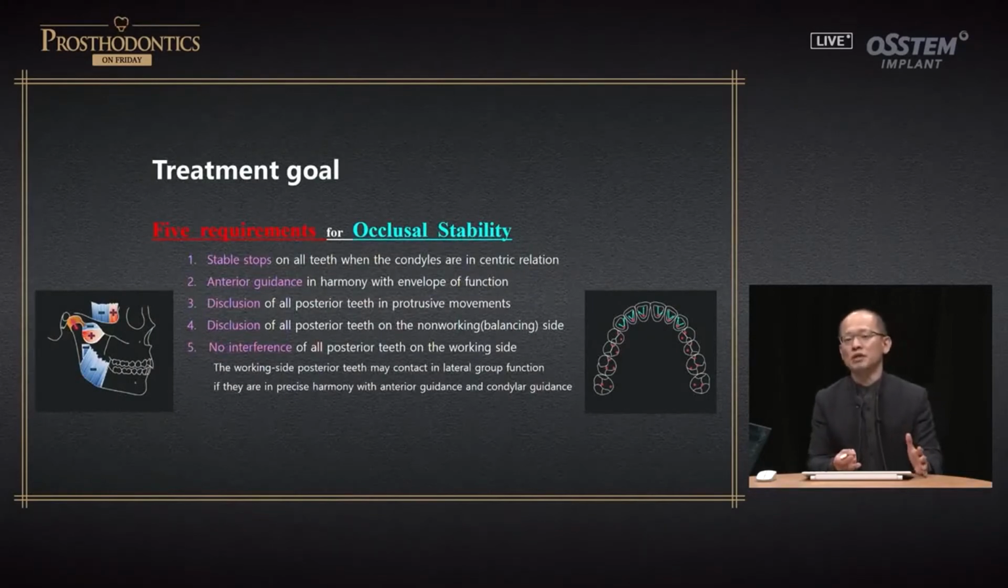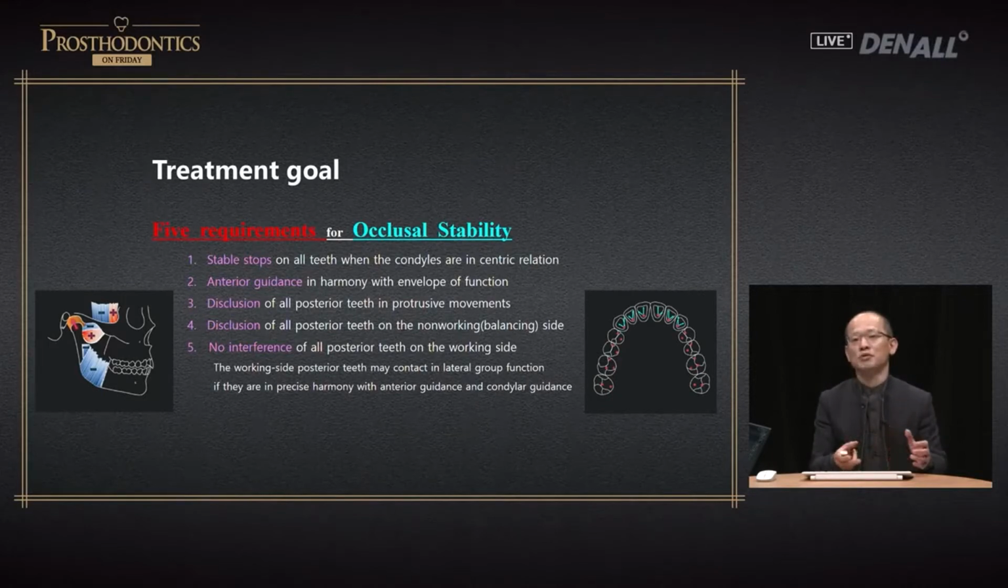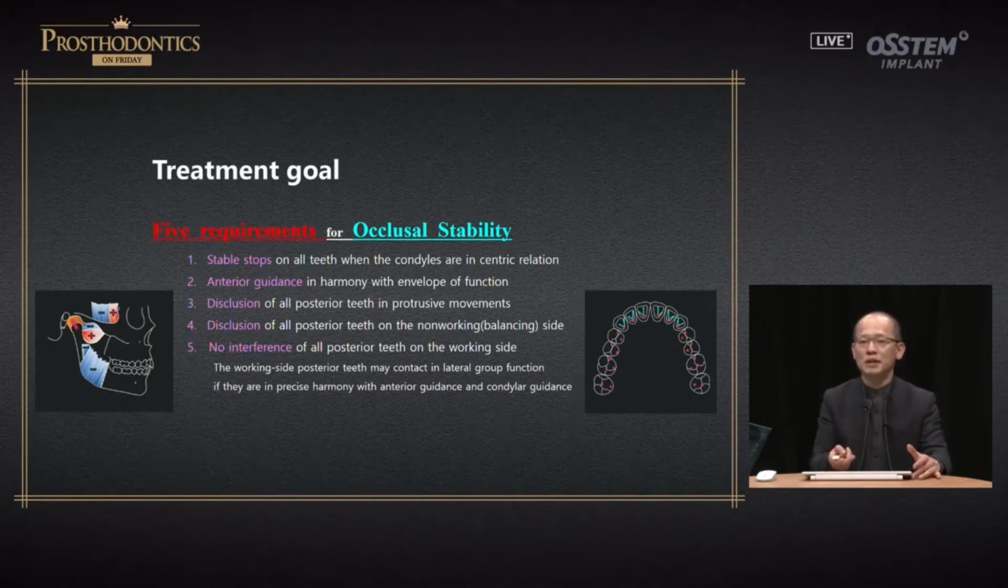So these are the 5 things you need to be mindful of. What is most important is that overall stable stop is needed. What I always emphasize is the MI position. The stable stop on all teeth when condyles are in centric relation is very important. Stable stop is not at different timing on both sides. It needs to go along with the MI, and you also need a lot of harmony in disclusion, and there should be no interference.